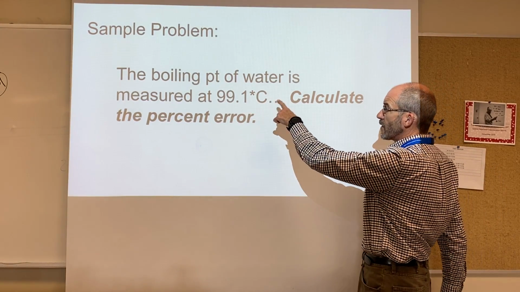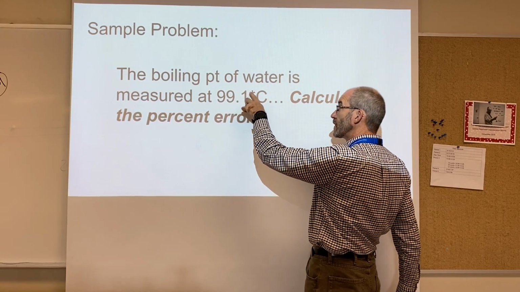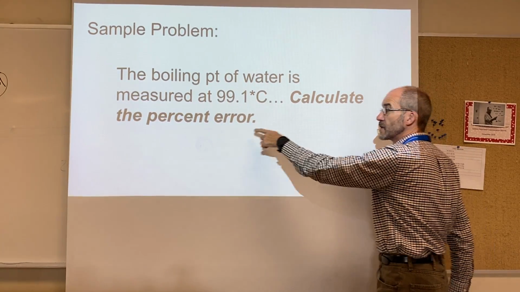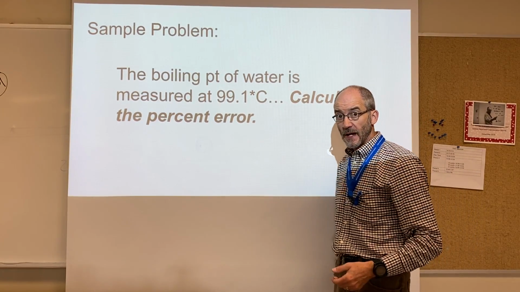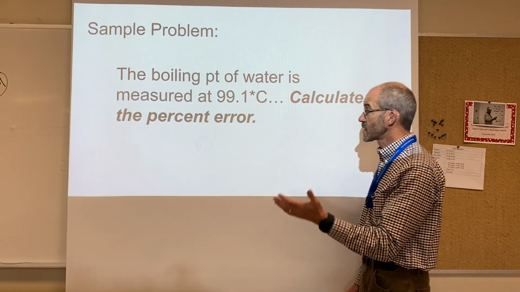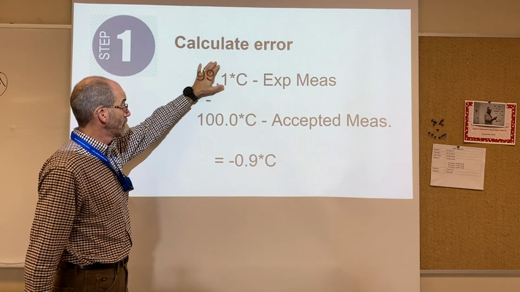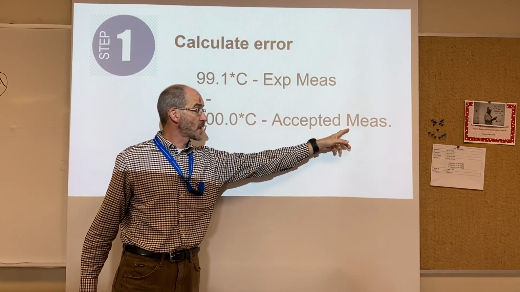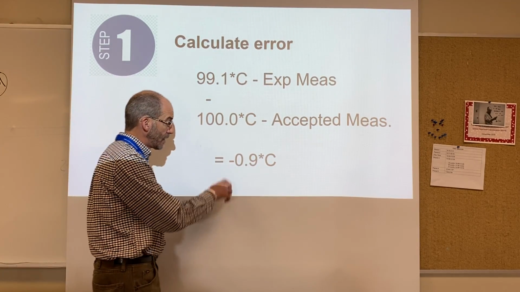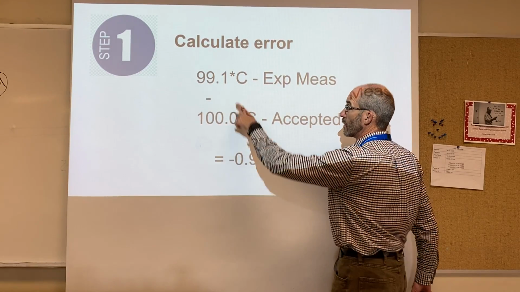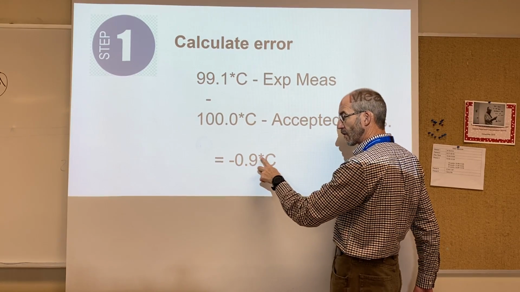So we had the boiling point of water is measured at 99.1 degrees Celsius. Calculate the percent error. Well, so here it is. We know that the accepted value is 100.0 degrees Celsius. So what would we do? We would take our experimental measurement and we would subtract from that the accepted value, okay? And what do we get from that? Well, we get a negative value, right? Because we were a little under, yes? So we have a negative 0.9 degrees Celsius.